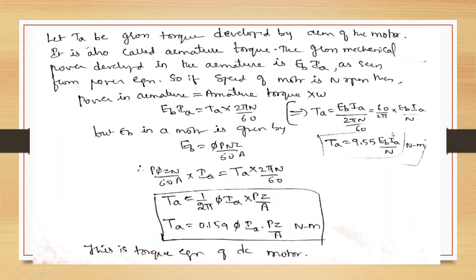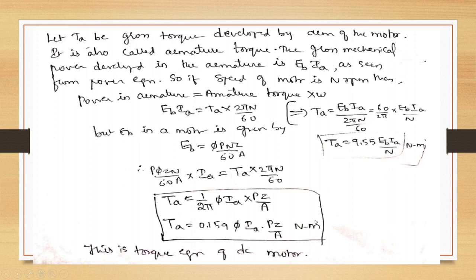Now here I have written one more equation for torque. So this is useful in solving numericals where if we are given values of EB and IA, at that time, how to find out the armature torque. Now from this equation, torque can be written as EB IA by 2 pi N by 60, or this can be written as 60 divided by 2 pi into EB IA by N. 60 divided by 2 pi value is 9.55 and remaining is EB IA by N. So this is one more equation for torque. This is helpful in solving the numericals.